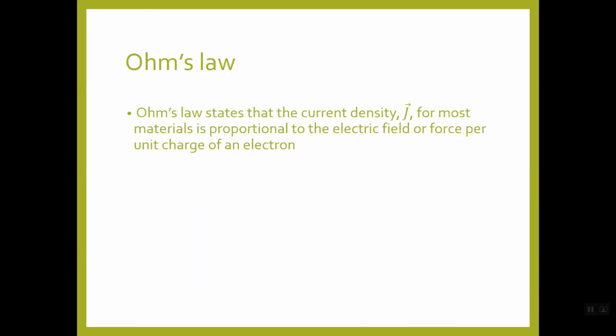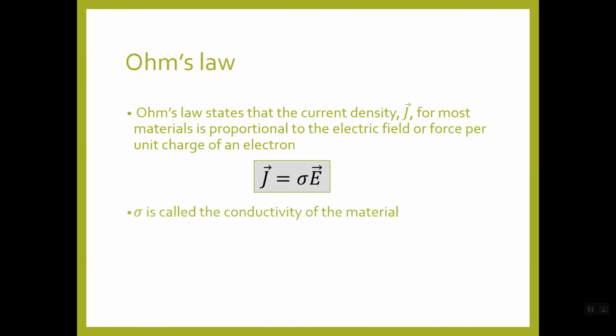So Ohm's law states that the current density, J, for most materials is proportional to the electric field, or force per unit charge of an electron. So the current density is equal to some constant of proportionality that we'll define times the electric field. This is called Ohm's law, where this sigma is called the conductivity of the material. You can also define it in terms of the resistivity of the material, which is defined just as 1 over the conductivity.